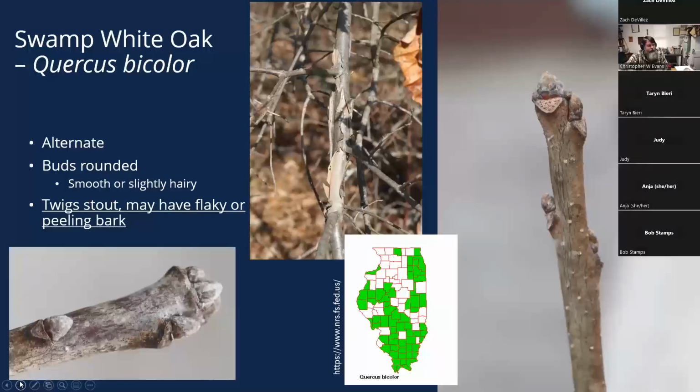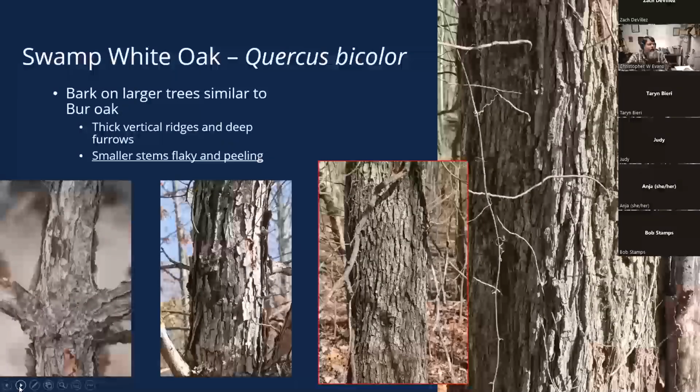A little bit different than Bur Oak, where Bur Oak often has corky, thick bark. A lot of times the twigs of swamp white will have flaky or peeling bark. So thin bark that peels or flakes off, and you can see that in that central picture. And that's a pretty common characteristic on swamp white, and a great way to tell it apart, particularly on young individuals, from Bur Oaks if there's no leaves. The bark is similar to Bur Oak in the very large trees where it has thick kind of furrowed bark like that. But again, you want to look at those smaller stems, the smaller branches, and you should see that flaky peeling bark that really jumps out to you. And that's a way to tell them apart in the winter.